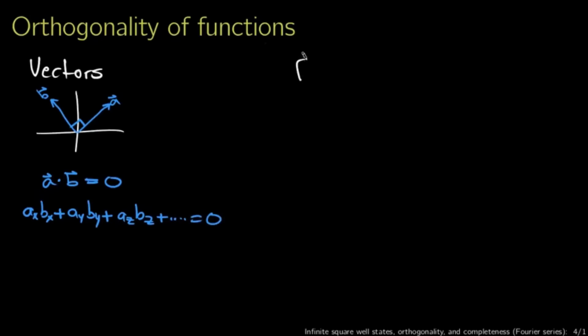We can extend this notion to functions. But what does it mean to multiply two functions like this? In the case of vectors, we were multiplying like components, both x components, both y components, both z components. In the case of functions, we can multiply both functions' values at particular x coordinates and add all those up. And what that ends up looking like is an integral. Say the integral of f of x, g of x, dx.